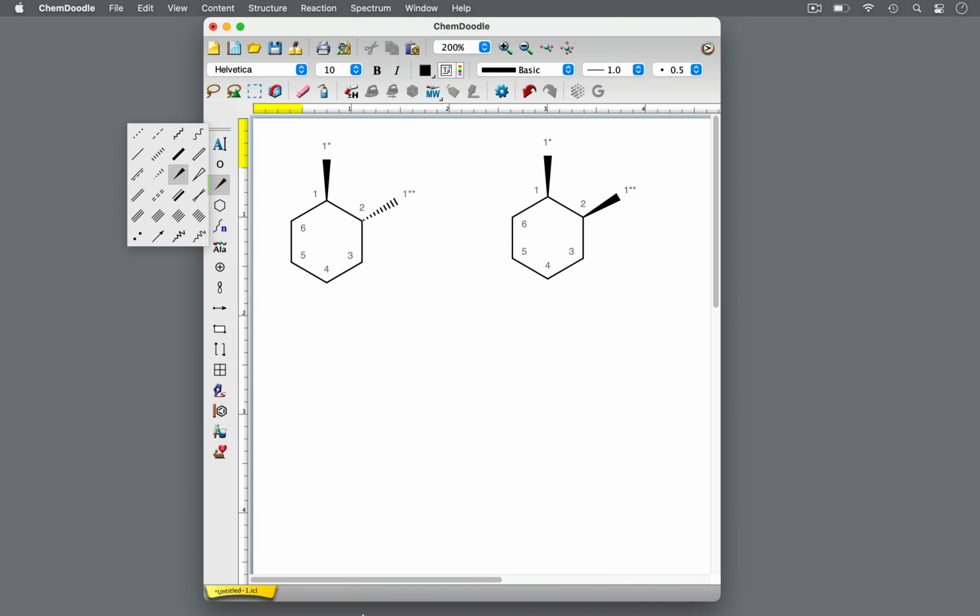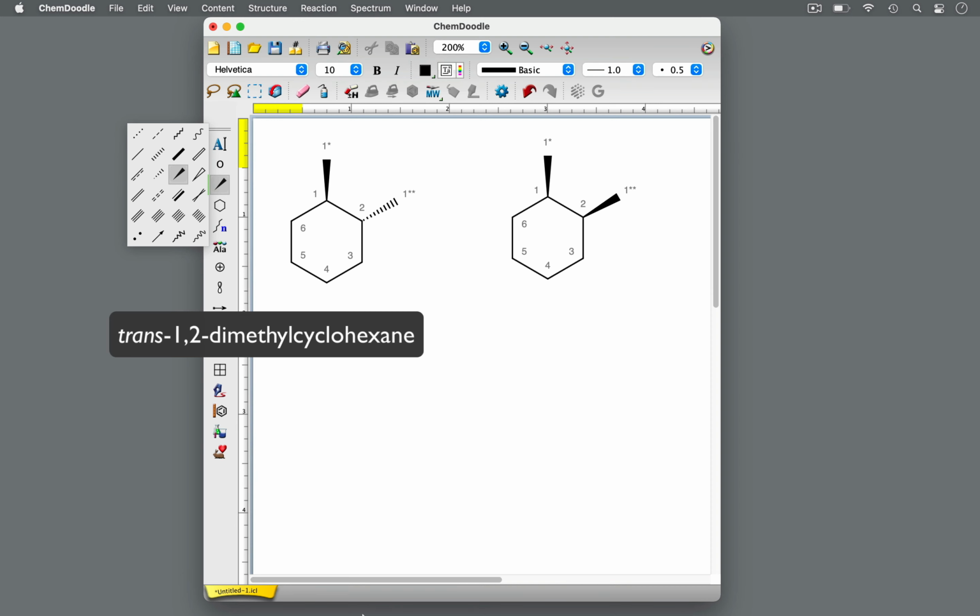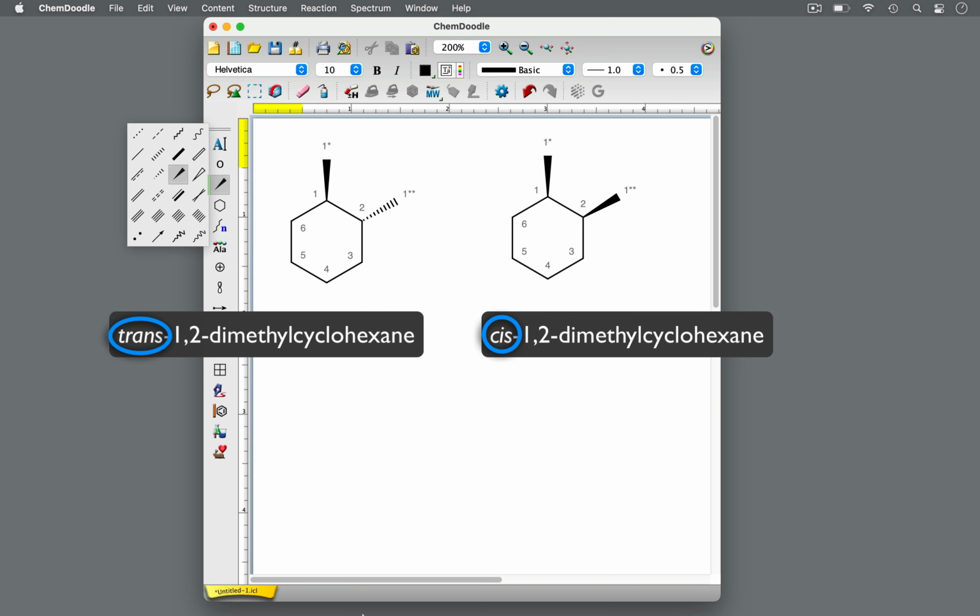In the molecule on the left, the methyl group on carbon 1 is facing us, while the methyl group on carbon 2 is oriented away from us. The substituents are arranged in opposite directions, so this isomer is trans 1,2 dimethyl cyclohexane. In the molecule on the right, the methyl groups are both coming toward us on the same side. This isomer is cis 1,2 dimethyl cyclohexane. Remember to italicize the cis or trans to distinguish the prefix. Don't forget the hyphen too, which separates the prefix from the rest of the name.